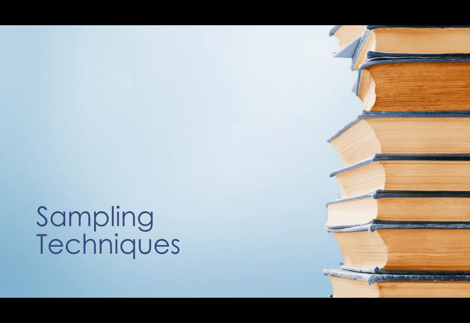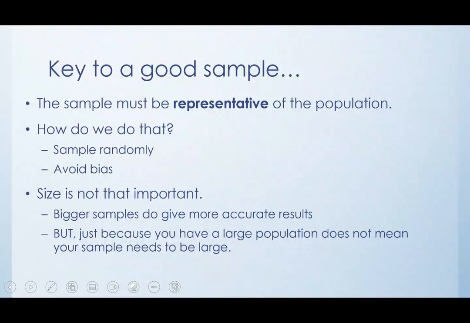All right, so in this video we're going to talk about the different ways in which you can select a sample, particularly a good sample. The key to a good sample is that it has to be representative of the population. That is the biggest thing, that it looks like a mini population. It looks just like the population, but on a smaller scale. So how do we make sure that our sample is representative? We sample randomly, and we do our best to avoid bias.